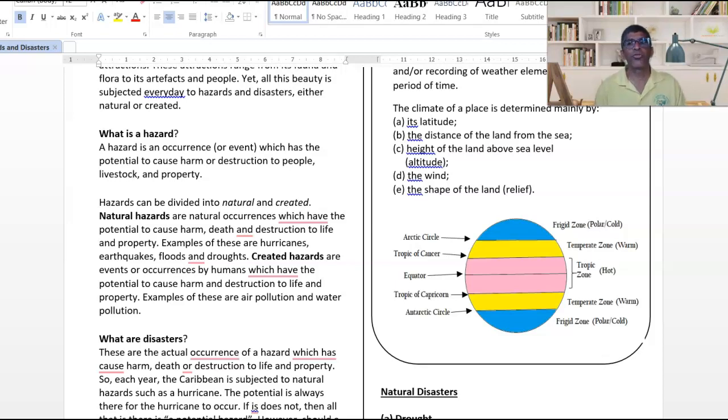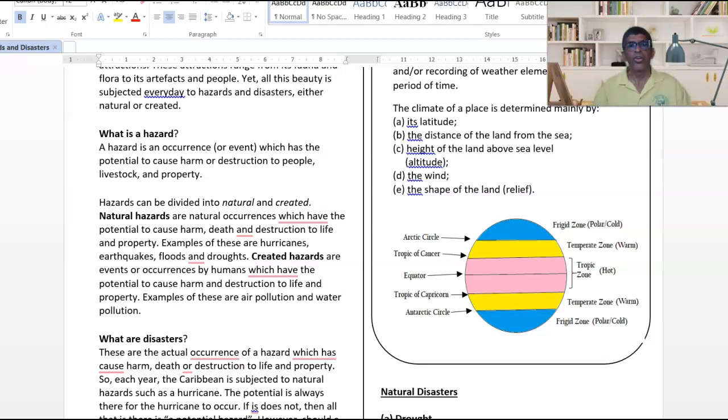Every year, Jamaica goes through a period that is called the hurricane period or the hurricane season. But it is not every year that Jamaica gets a hurricane. So the potential is there for us to get the hurricane, but it does not happen. That's the hazard. All year long, Jamaica has the potential to be struck by an earthquake, but we don't get an earthquake every year. But the potential still exists that we can get an earthquake. That's a hazard.